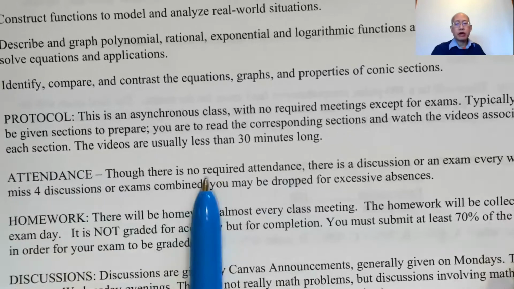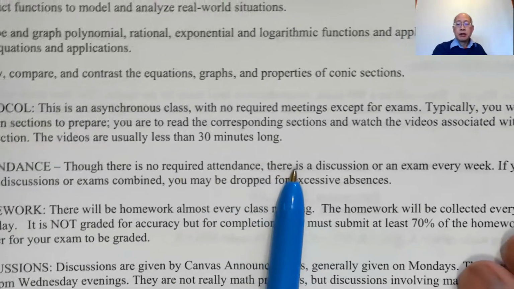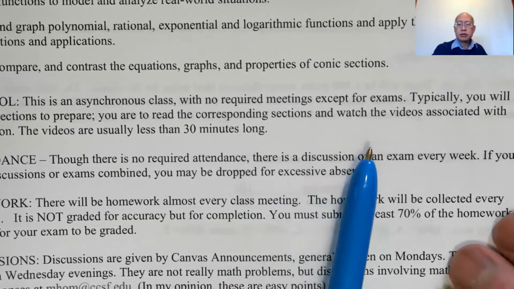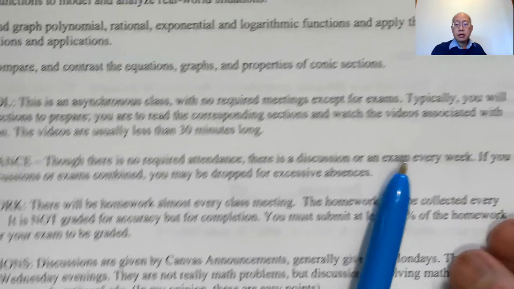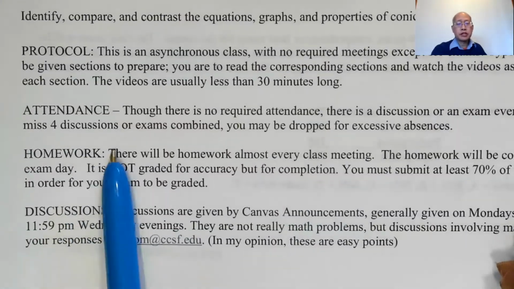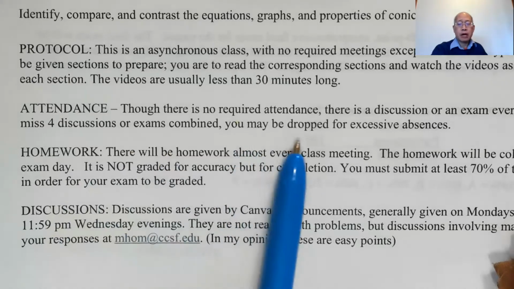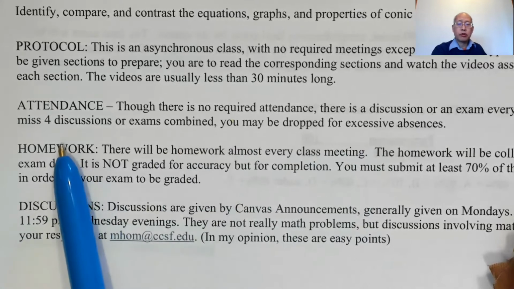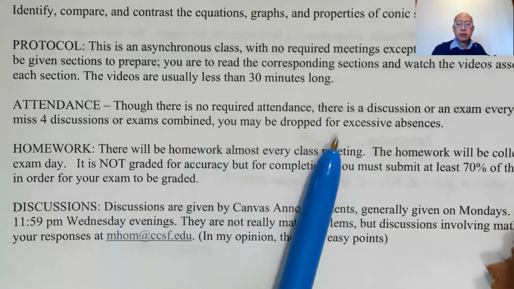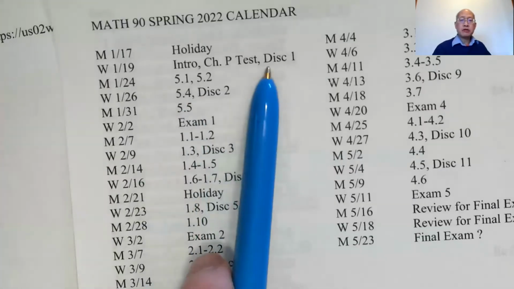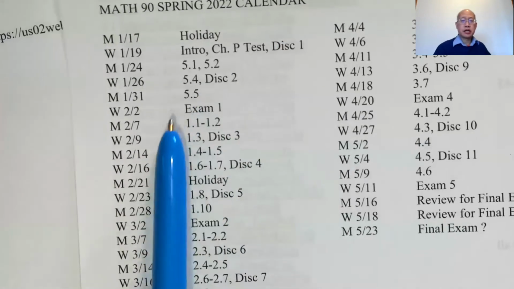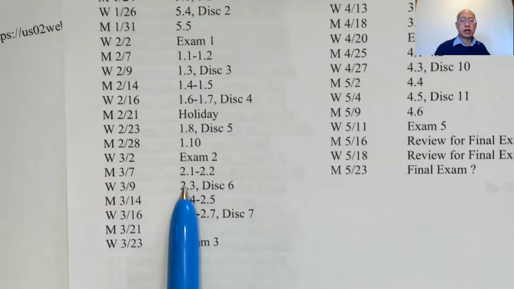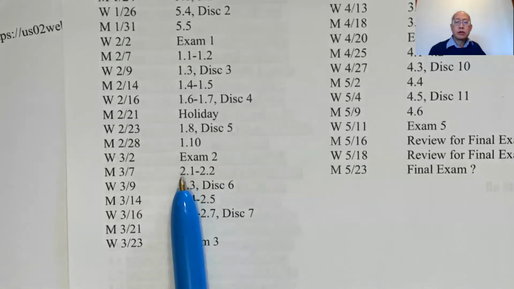Okay, attendance, there's no required attendance, but every week there's either going to be discussion or an exam. Okay, if you miss 4 discussions or exams combined, you may be dropped for excessive absences. So my definition of excessive absence is you miss 4 discussions or exams combined. So every week there's either a discussion or an exam. So discussion, discussion, exam, discussion, discussion, discussion, exam, all the way through.